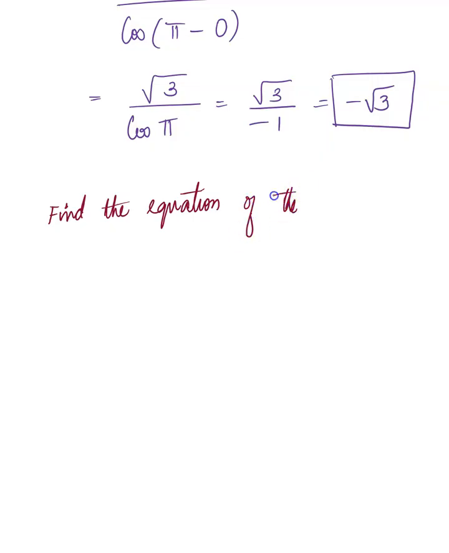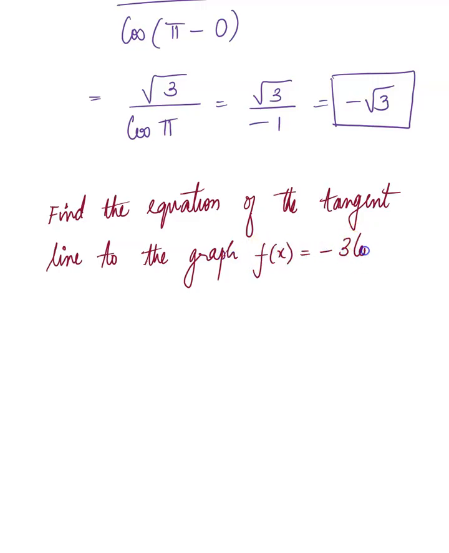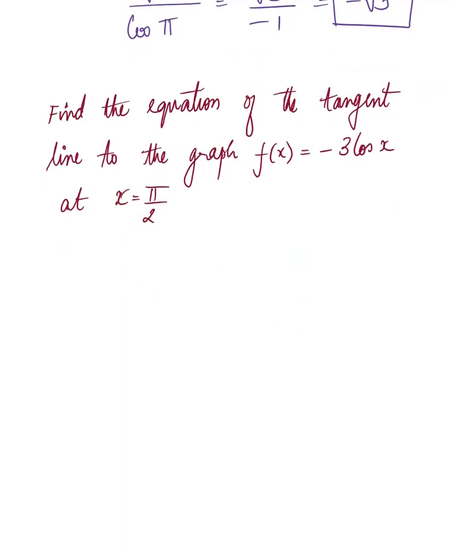Find the equation of the tangent line to the graph at x equals pi over 2. So remember, we're trying to find the equation of the tangent line for this trig function at that point pi over 2. So this is the equation of a tangent line, so we need the slope and the point for the slope point form.